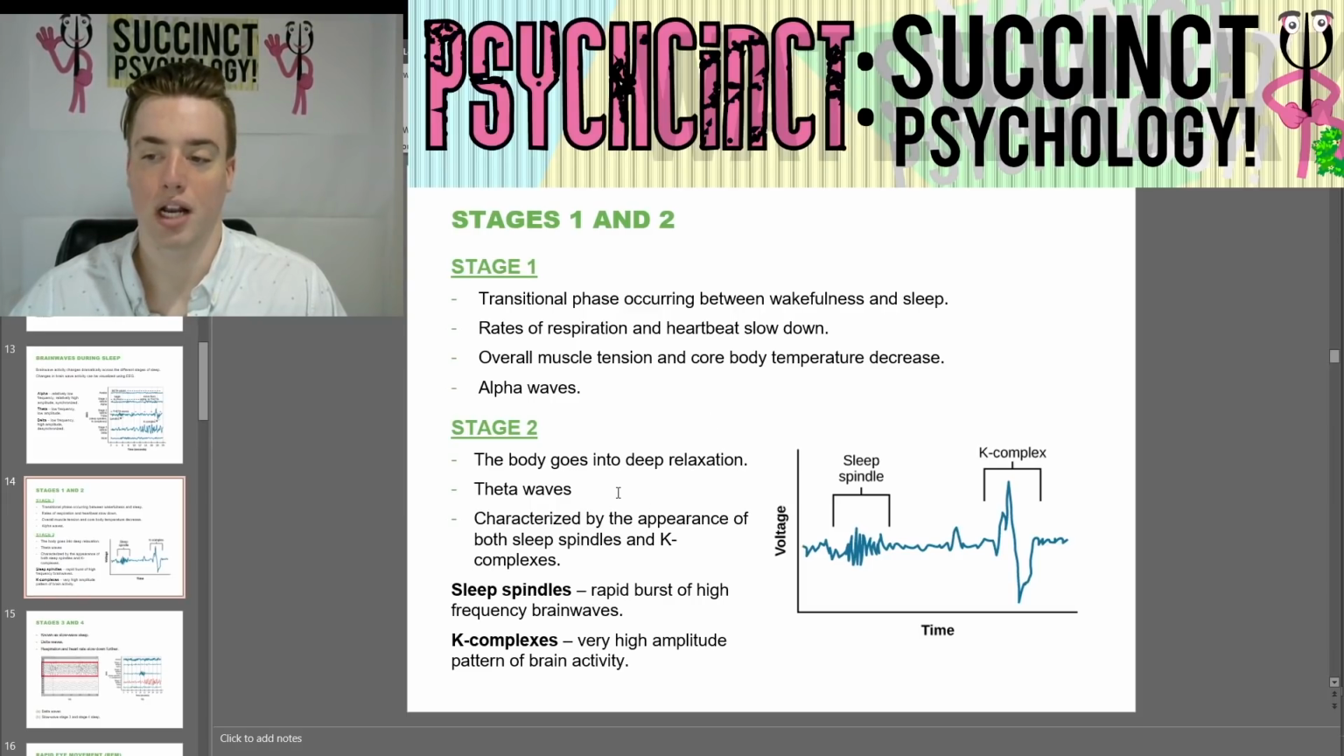Now stage 2, the body goes into deep relaxation and starts producing beta waves, and is characterized by the appearance of both sleep spindles and K complexes. A sleep spindle is a rapid burst of high-frequency brain waves, and K complexes are a very high amplitude pattern of brain activity, you can see how high it goes. So again, frequency is how close these peaks and troughs are, and amplitude is how high up they go.